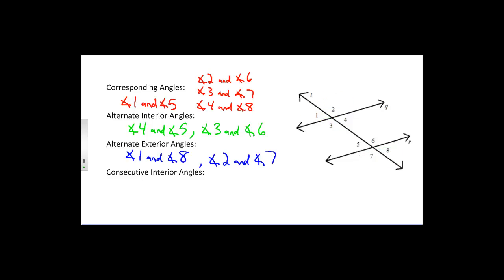And our last type, consecutive interior angles. Consecutive interior angles are again from the interior angles. These, however, are on consecutive sides of the transversal. That means they're on the same side of the transversal. So I have angles 3 and 5 and angles 4 and 6. Now that we can differentiate between these four different types of angles, let's try a few examples.